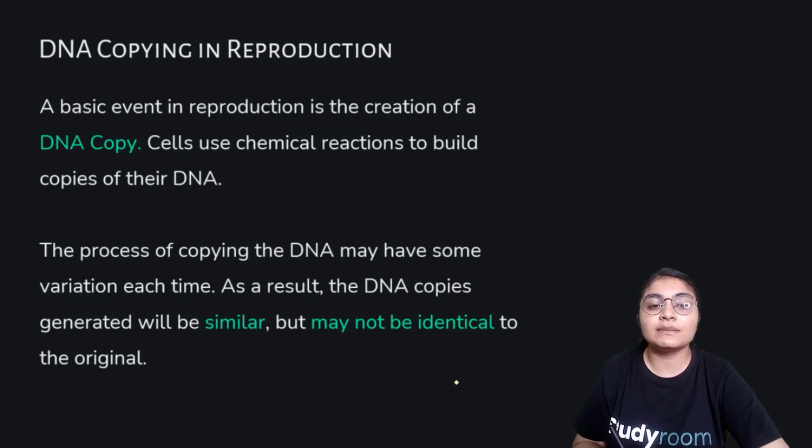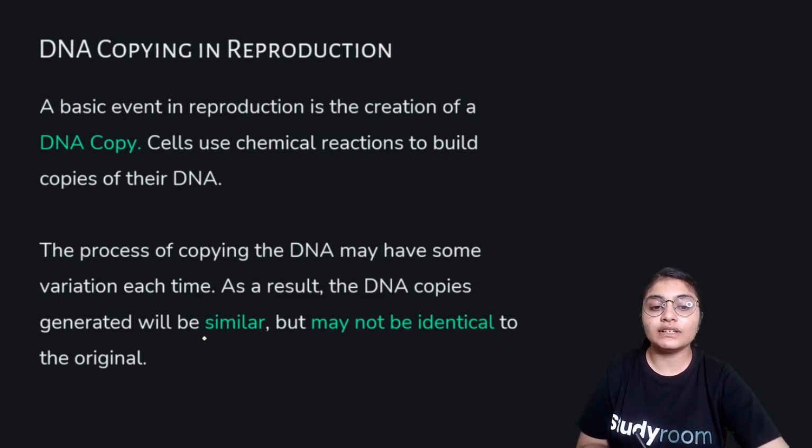So there's this basic event in reproduction which is the creation of a DNA copy. Cells use chemical reactions to build copies of their DNA, right? And that copy of the DNA is further transferred into the offspring. The process of copying the DNA may have some variation each time. As a result, the DNA copies generated will be similar but may not be identical to the original.